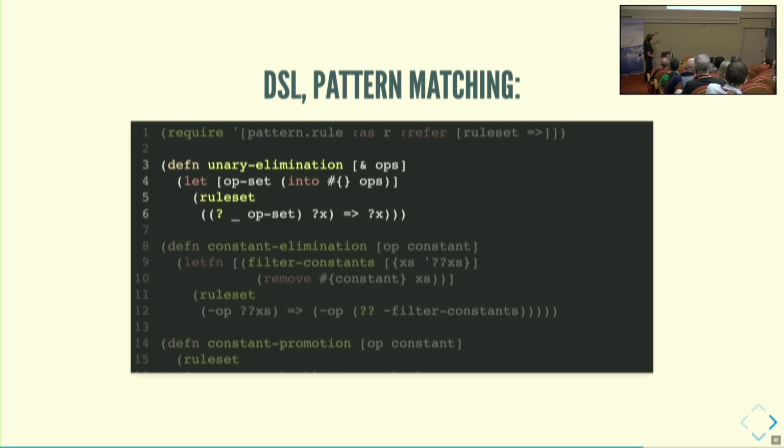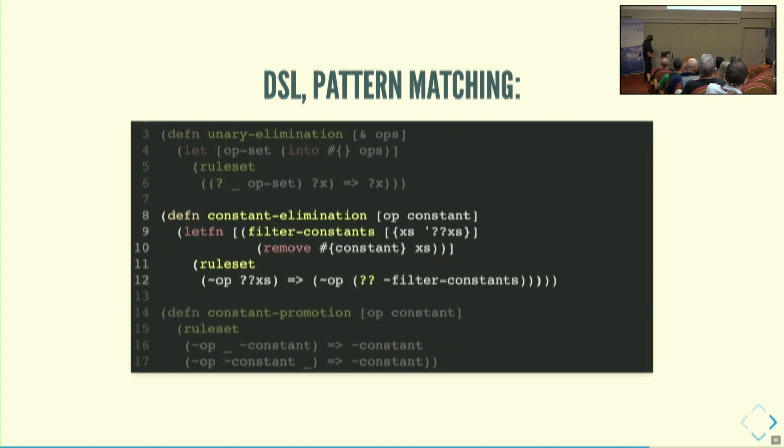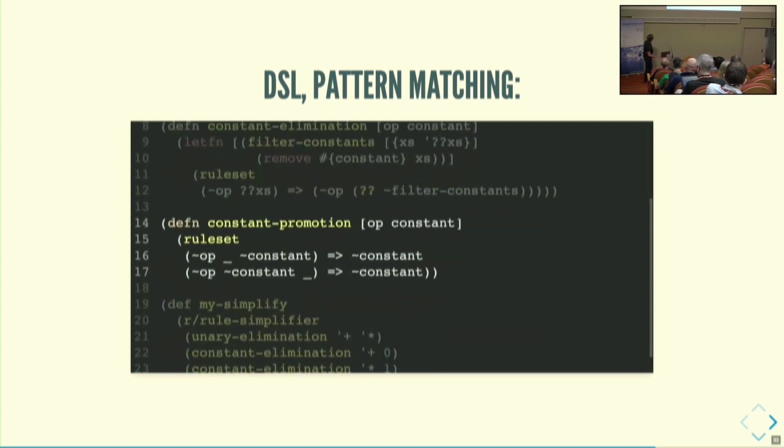Rule set will actually make this thing descend down into a syntax tree. Constant elimination is the same thing. If I have a plus and anywhere inside there's a 0, just filter that out. Constant promotion is the opposite. If I multiply anything by 0, anywhere in there, just kill the entire expression and replace it.